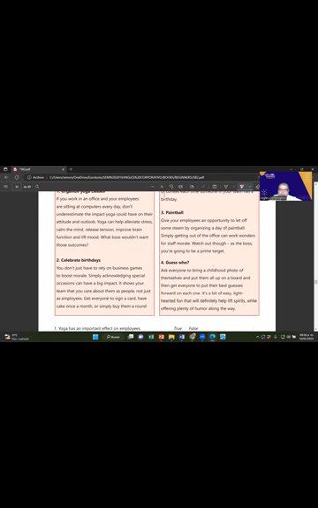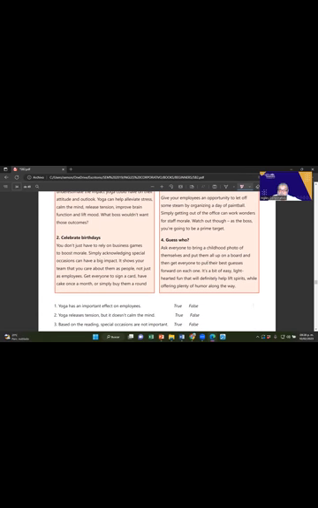3. Paintball. Give your employees an opportunity to let off some steam by organizing a day of paintball. Simply getting out of the office can work wonders for staff morale. Watch out though, as boss, you are going to be a prime target. Guess who? Ask everyone to bring a childhood photo of themselves and put them all up on the board, and then get everyone to put their best guesses forward on each one. It's a bit of easy, lighthearted fun that will definitely help lift people, while offering plenty of humor along the way.